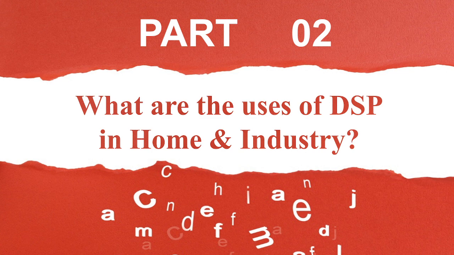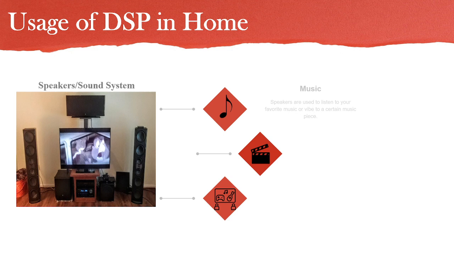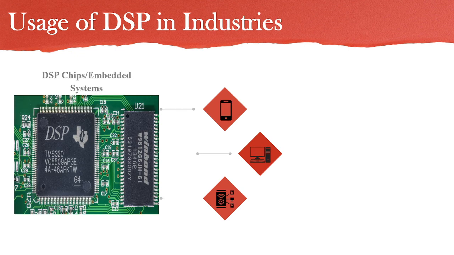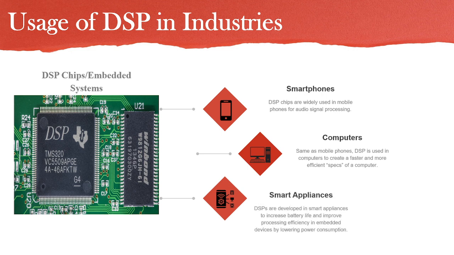Next part, what are the uses of DSP in home and industry? The usage of DSP in the home, as you can see here, includes speakers and a sound system which plays a movie. These speakers are used for listening to your favorite music or vibing to a certain music piece. Next, videos: without speakers and sound, movies will be dull and boring. Next is overall entertainment. Speakers are also needed in forms of entertainment such as playing games, connecting with loved ones, and many more. Next, usage of DSP in industries.